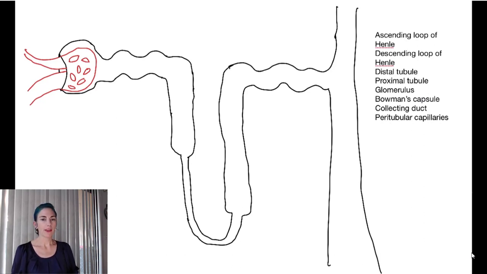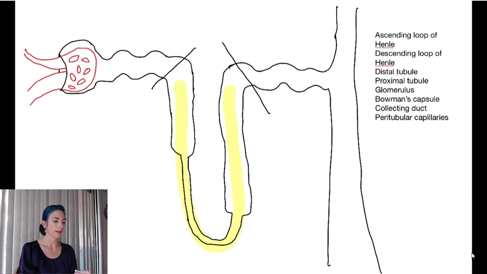So the first thing that you guys might notice is that there is a clear loop in this structure. So that loop is the loop of Henle. So that area from here to here is all the loop of Henle. Now, part of that loop of Henle is called the ascending loop of Henle, and the other part is called the descending loop of Henle.